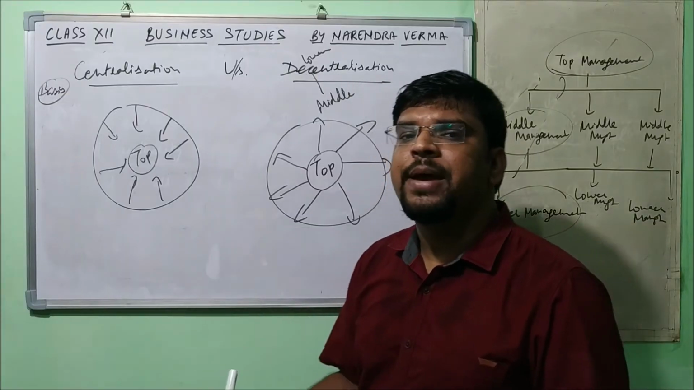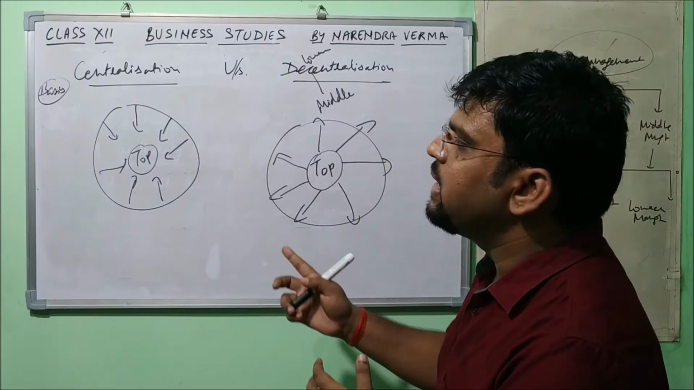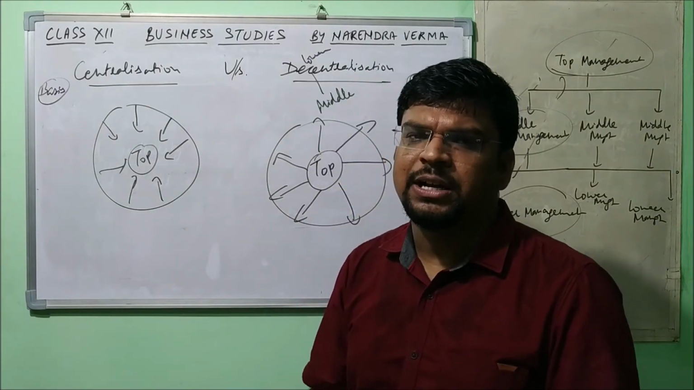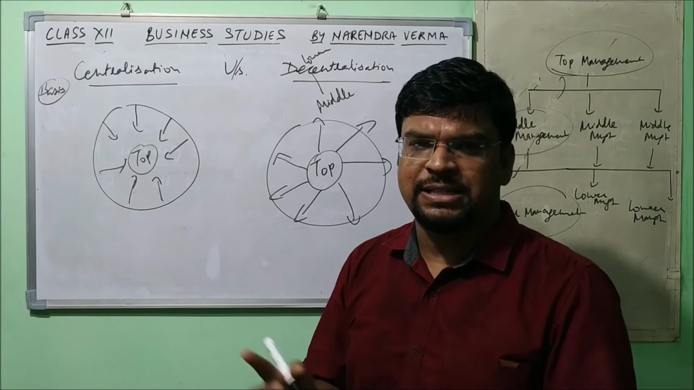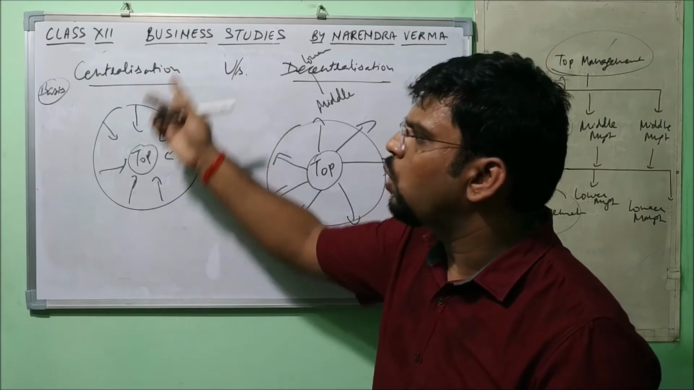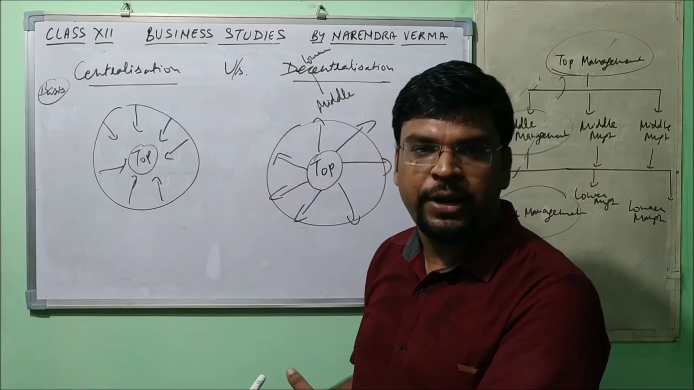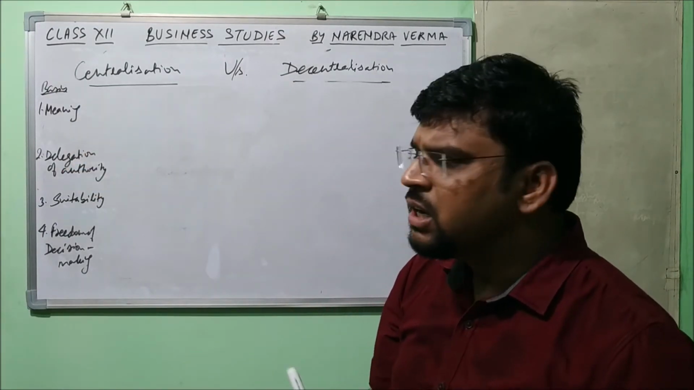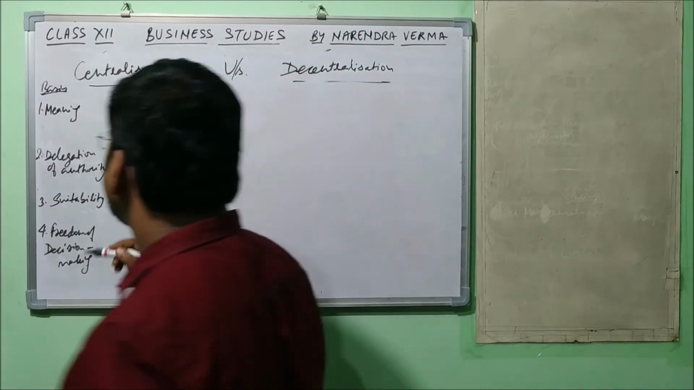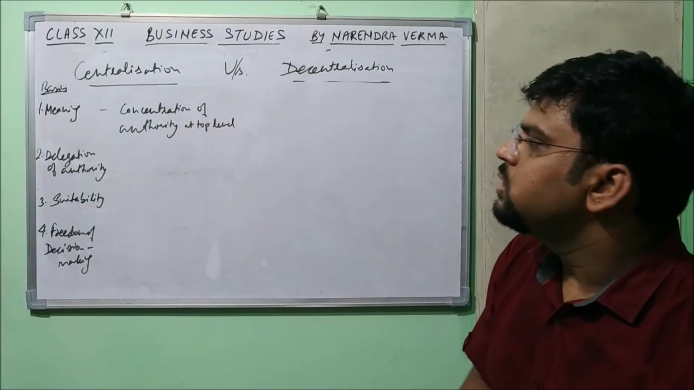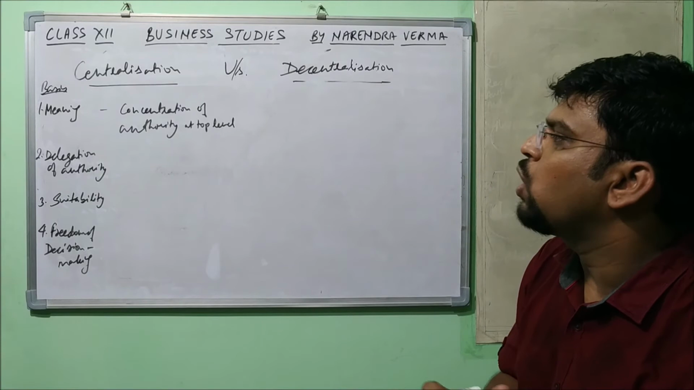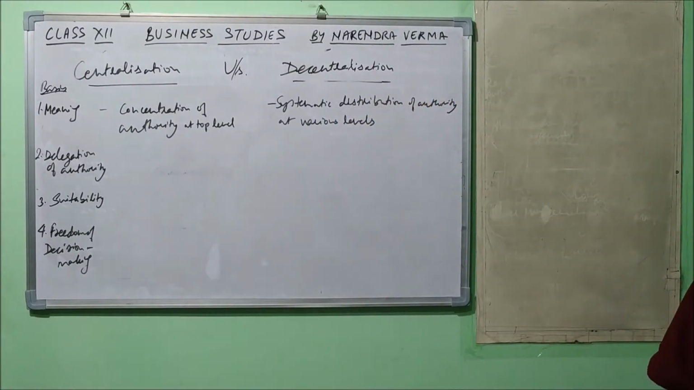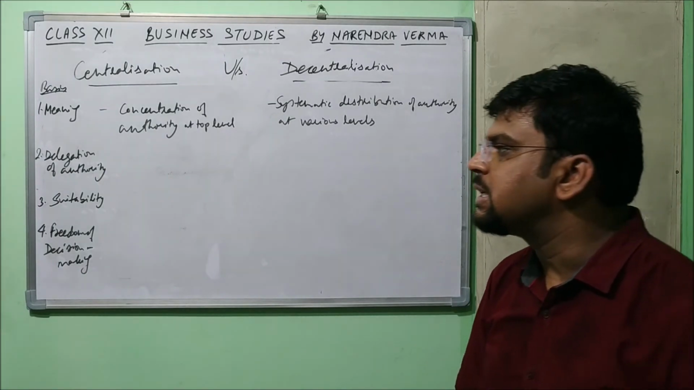Now, let's compare these two points on some bases, or we can name it the difference between centralization and decentralization. Very first I write down all the bases, then we'll discuss them. The very first basis is meaning. Already we have discussed it a lot, but once again I'll write it here: concentration of authority at top level. But here, systematic distribution of authority at various levels.